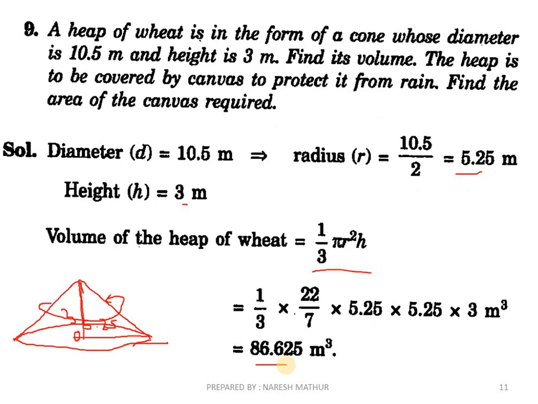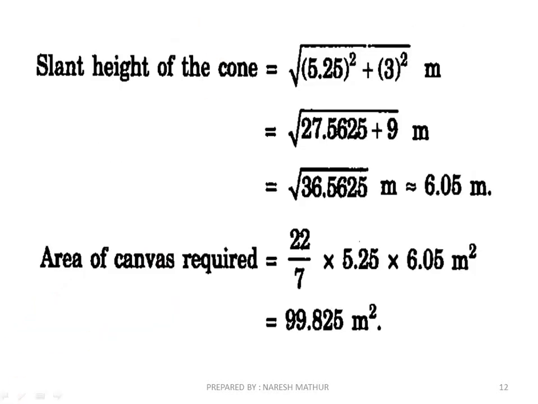Now for the curved surface area CSA of a cone, we should have the value of the slant height. For the slant height, we have to use the Pythagoras theorem. After applying the Pythagoras theorem, we are getting an approximate slant height of 6.05 meter. Now the area of canvas is pi r l. Simply put the values, and at the end we are getting 99.825 meter square of canvas required to cover the heap of wheat.